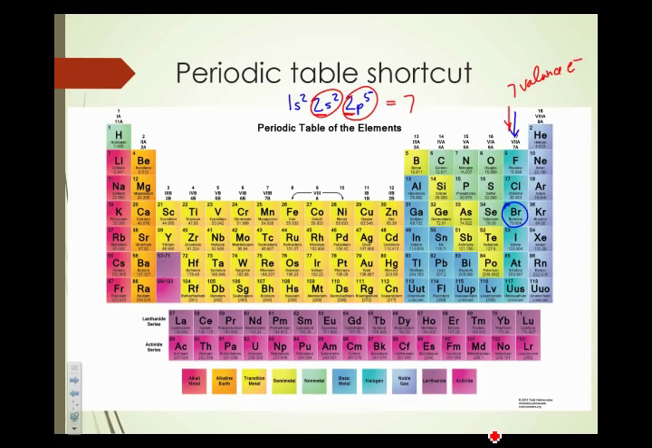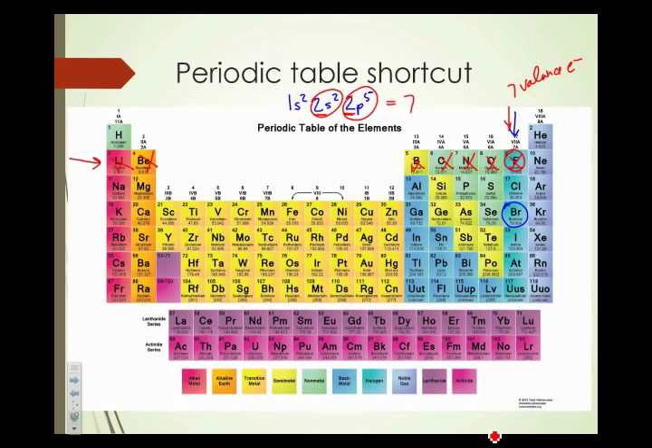And in fact, I can count that because I see fluorine is here. I can count 1, 2, 3, 4, 5, 6, 7 to get to fluorine. So pretty much all I'm doing there is counting the boxes that were in the same row as fluorine.